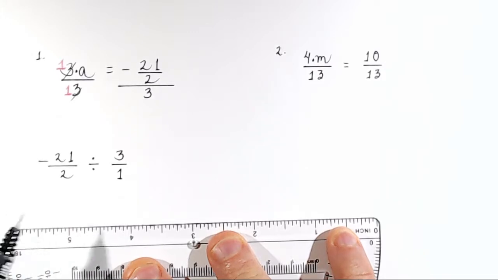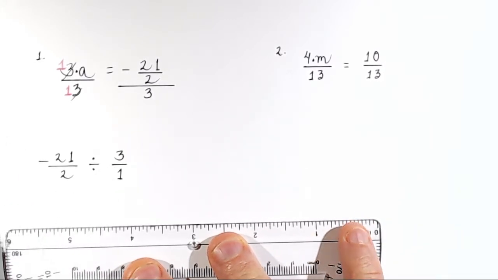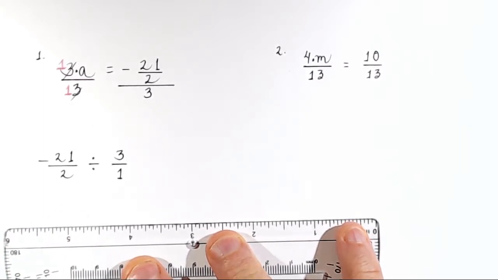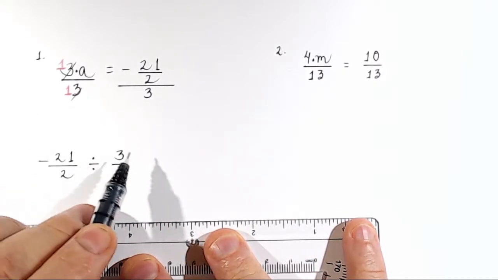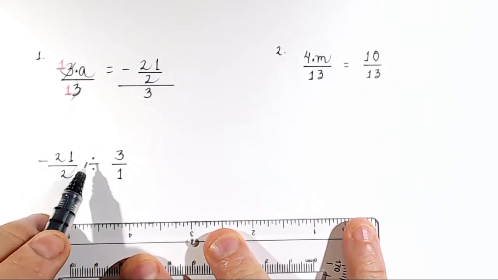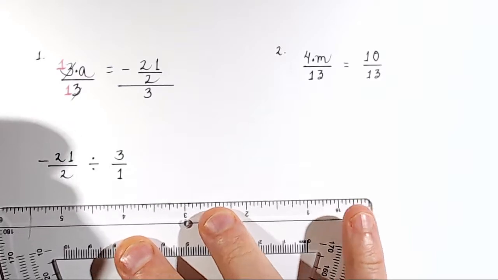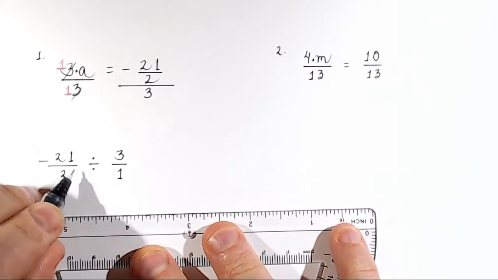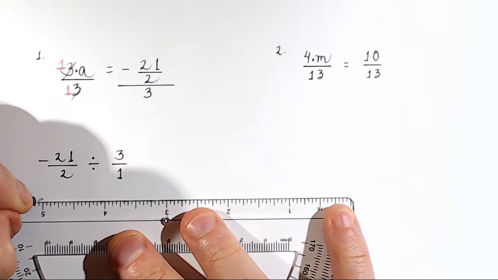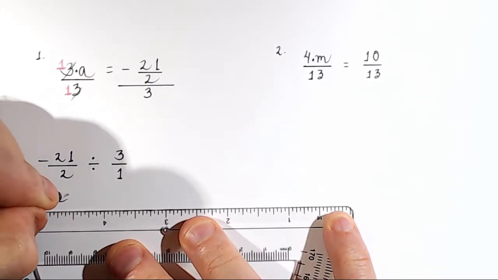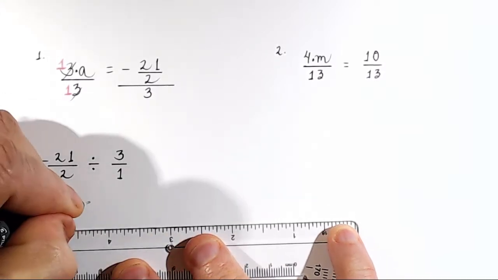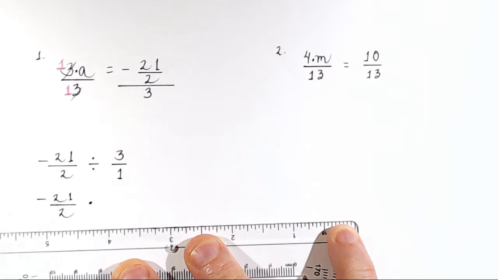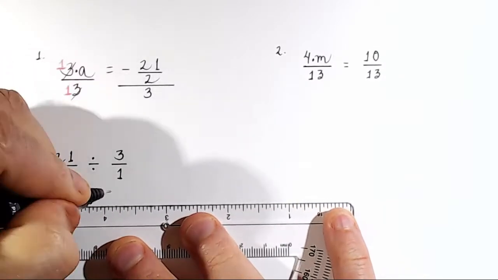And now many of my students use the acronym KFC, keep, flip, change. It's a good one. I've never heard it before, but I like it. What it means is keep the first one identical, flip the second fraction, and change the sign from division to multiplication. What that means is, rather than writing negative 21 over 2 divided by 3 over 1, we will keep the first one, negative 21 over 2, and then we will multiply by the flip fraction here, which would be 1/3.